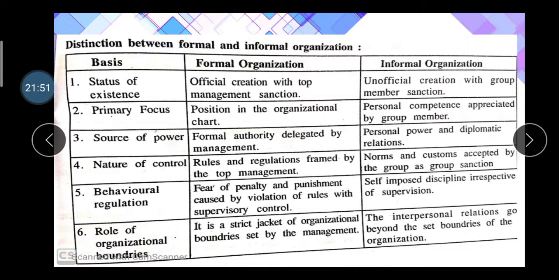Second one is the primary focus. Position is the organizational chart. According to that, they have to give the position. Then personal competence, appreciated by the group members, so it's called the informal organization.